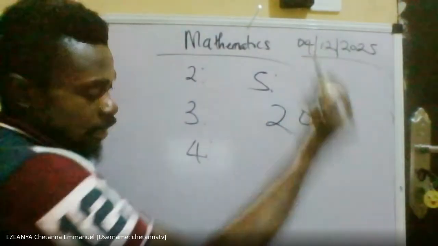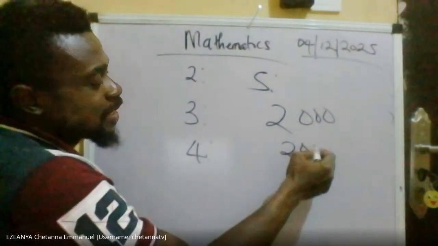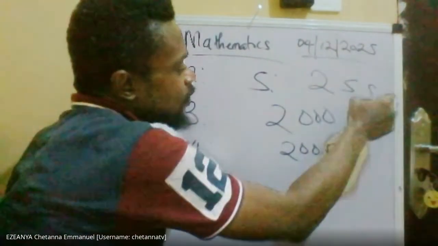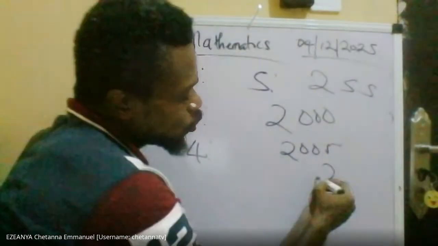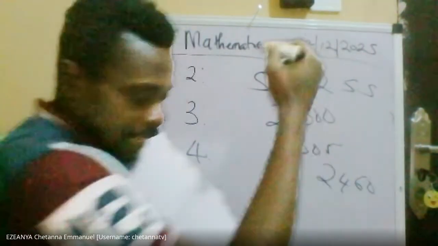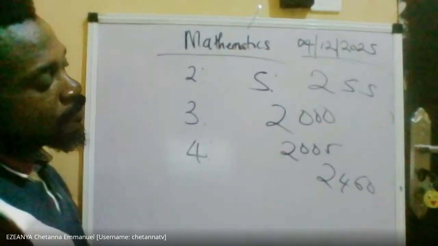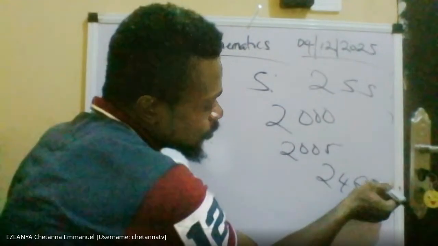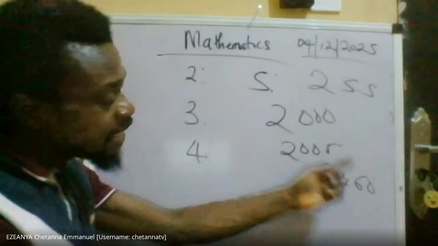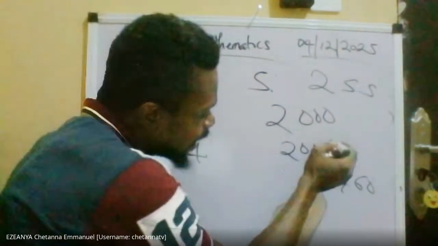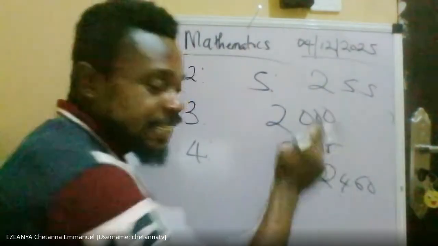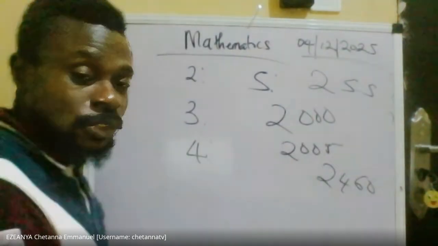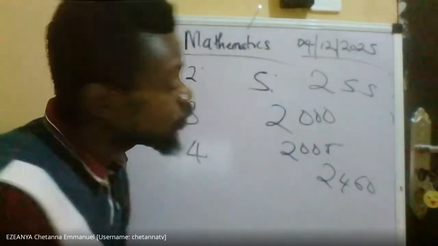There are many of them. 2,000 is divisible by 5. 2,005 is divisible by 5. 255 is divisible by 5. 2,460 is divisible by 5. Because anything that enters here now must be divided by 5 because of this 0. The same thing, anything that enters here must be divided by 5 because of this 5. So this one is straightforward. We don't have to waste our time on this one.